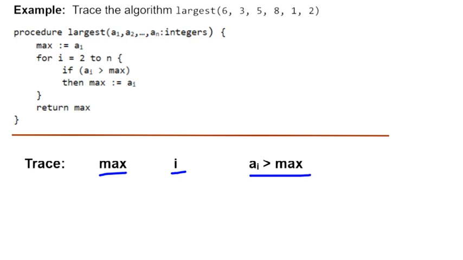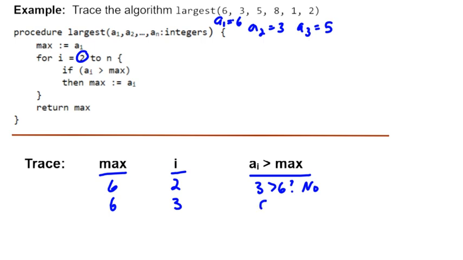So when this algorithm starts, we have a sub 1 equals 6. That's the first element in the list, so max gets the value 6. Then we get over here to i equals 2. i starts at 2. And now we're going to compare a sub 2 to 6, right? Is that true? Well, in this case, we need to go back to our input. A sub 2 is 3. So is 3 greater than 6? The answer is no, so max stays at 6. Now we move to the third element. We identify that a sub 3 is 5. Is 5 greater than 6? No, so 6 is still the max.